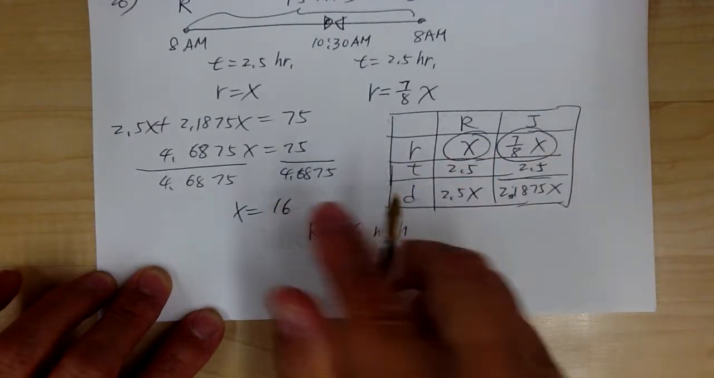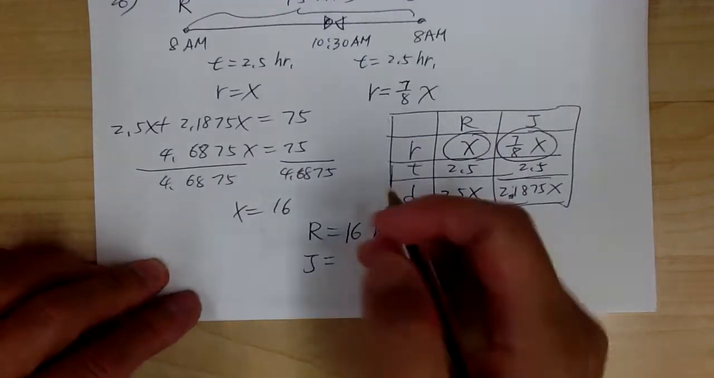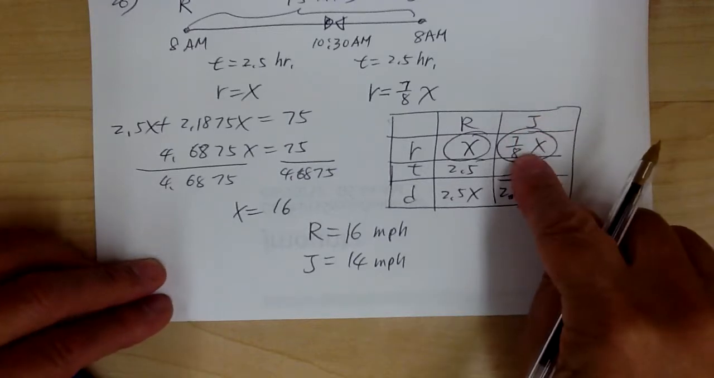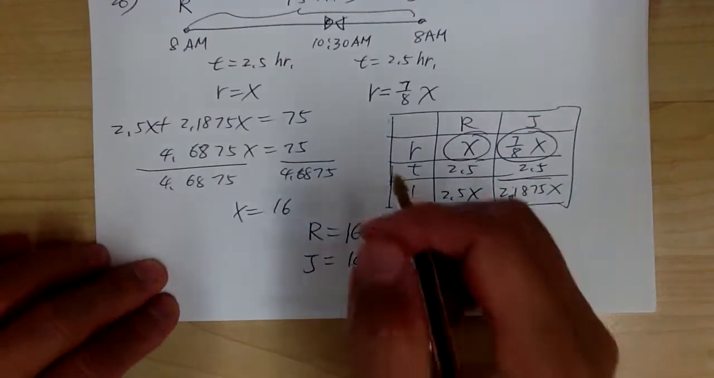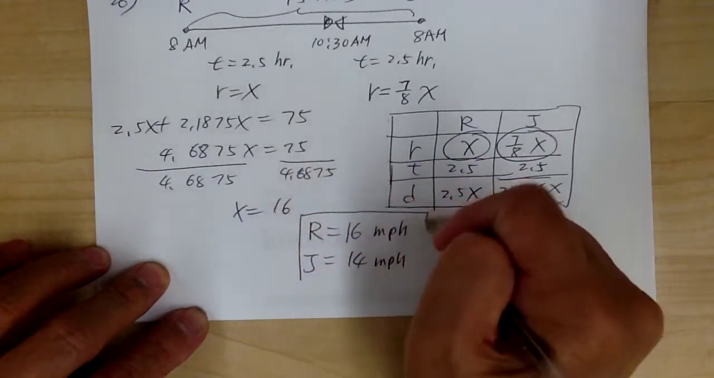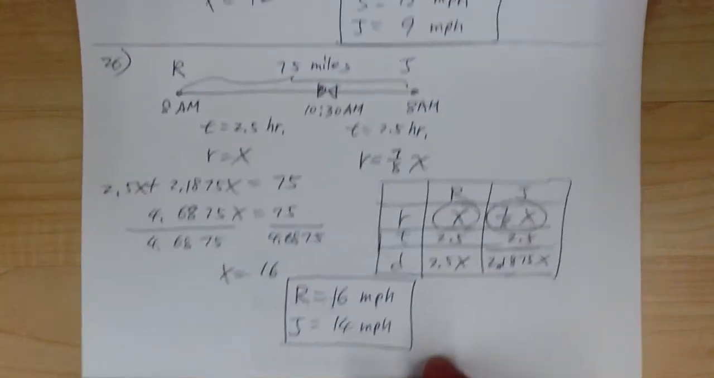That's x. Jill, you have to multiply by 7/8, so this will give you 14 miles per hour. So you can just do 7/8 times 16, you get 14 miles per hour. And that's it for number 26. Okay, let's go to number 27.